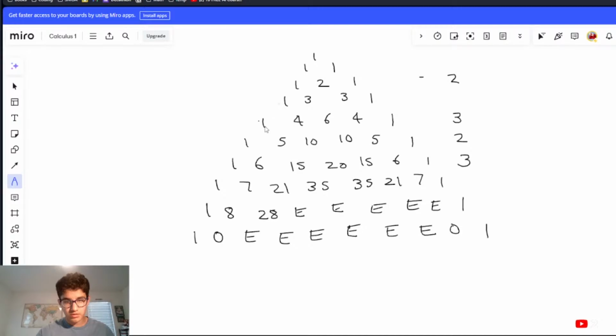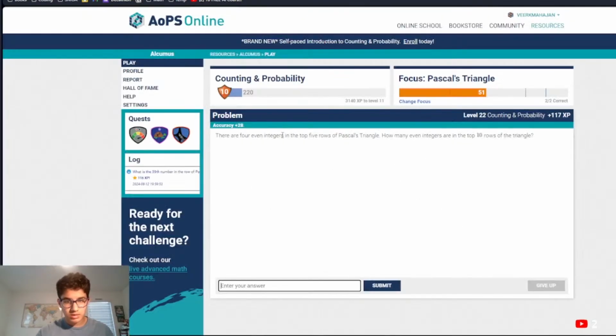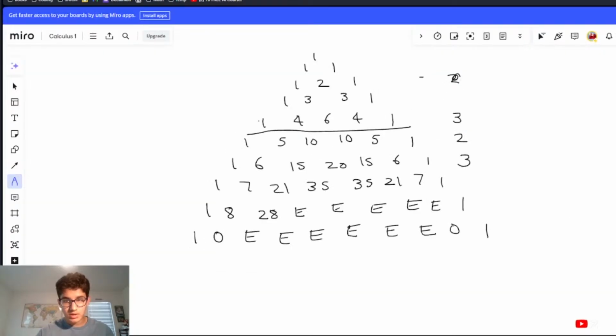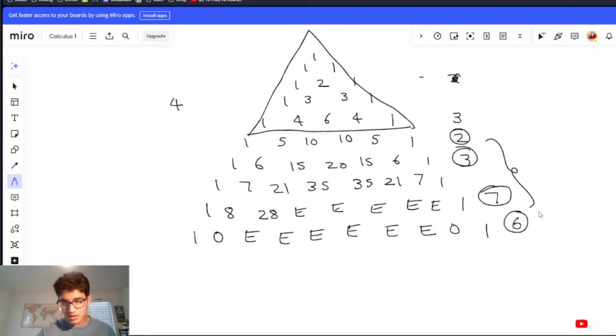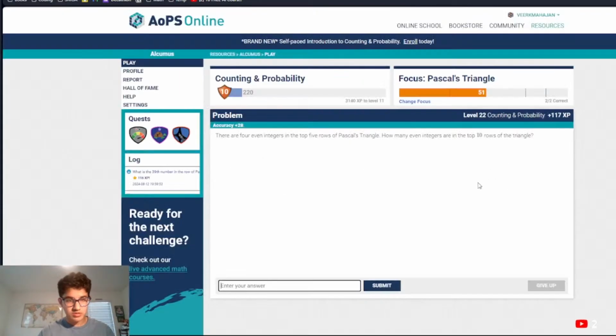1 2 3 4 5. The first 5 rows they said had only 4. So yeah, we already know that there are 4 over here. 1 2 3 4. Now over here there are 2. So that's 2. Over here there are 1, 2, 3. There are 3. Over here there are 0. Right, over here there are 1, 2, 3, 4, 7. And then over here, how many are there? 1, 2, 3, 4, 5, 6. 6. So we just add these up. This will give us 18. 18 plus 4, 22.